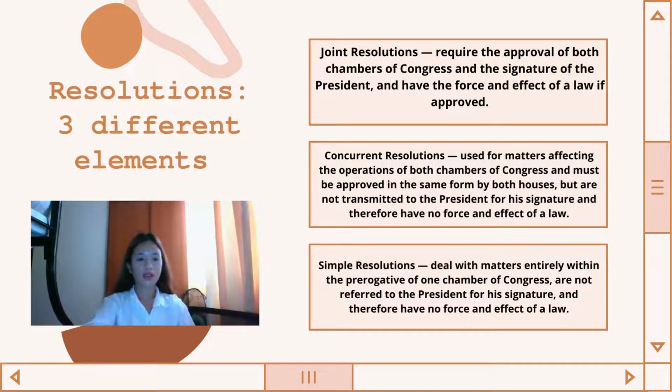Concurrent resolutions are used for matters affecting the operation of both chambers of Congress, and must be approved in the same form by both houses, but are not transmitted to the President for his signature, and therefore have no force and effect of a law. Simple resolutions deal with matters entirely within the prerogative of one chamber of Congress, are not referred to the President for his signature, and therefore have no force and effect of a law.